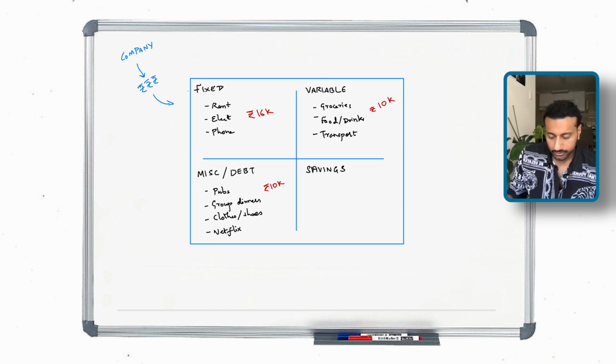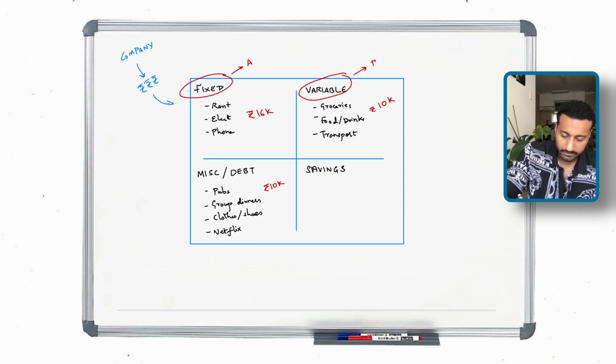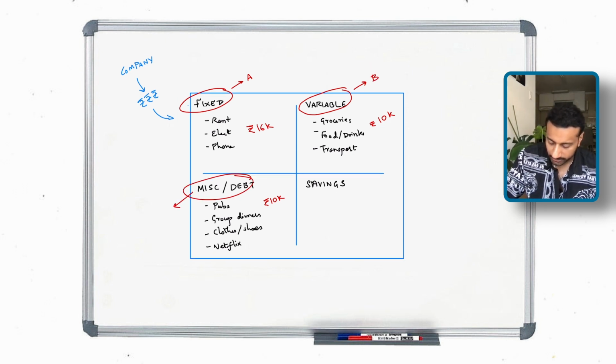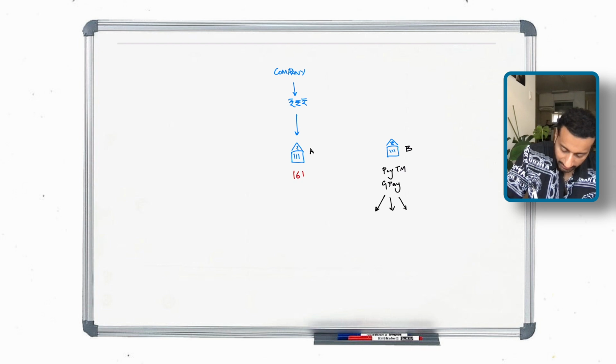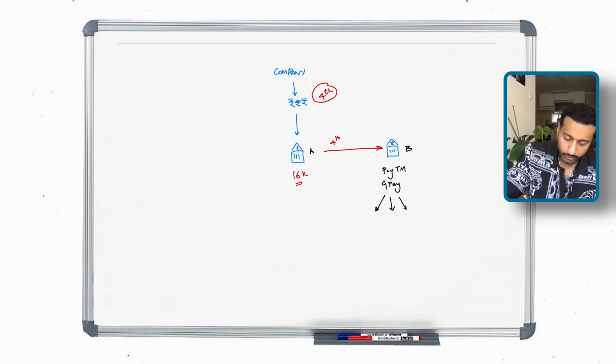So what I'm telling you to do is, when your company sends your salary to your Bank A, keep your fixed amount in Bank A itself. Transfer your variable money to B. Transfer your miscellaneous money to B. So what that looks like is, you will keep 16K in A itself. And then let's say your company sends your salary on the 4th. So on that same day itself, on the 4th, you will send how much? 10 plus 10K. We will send to Bank B. Now Bank B has 20K balance.